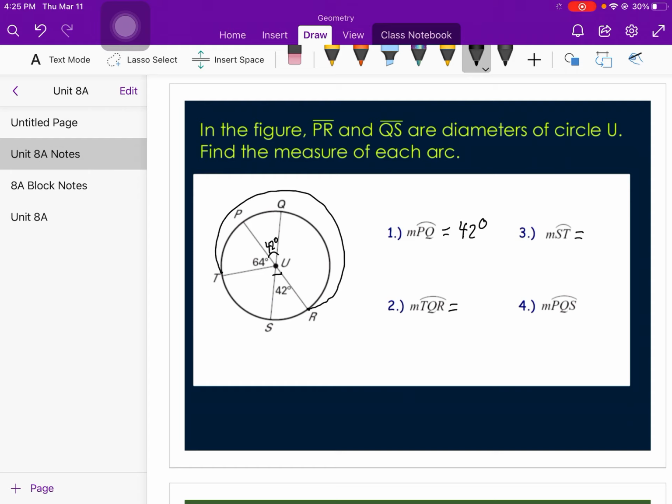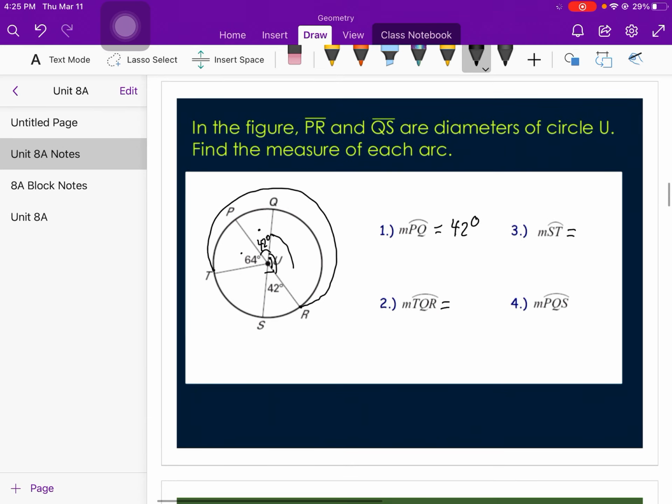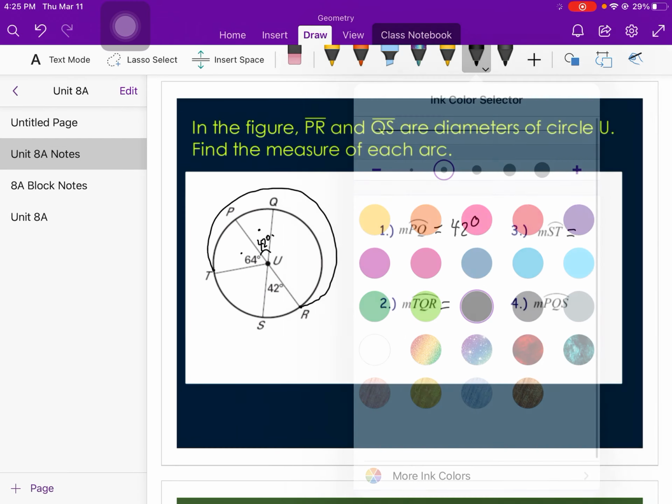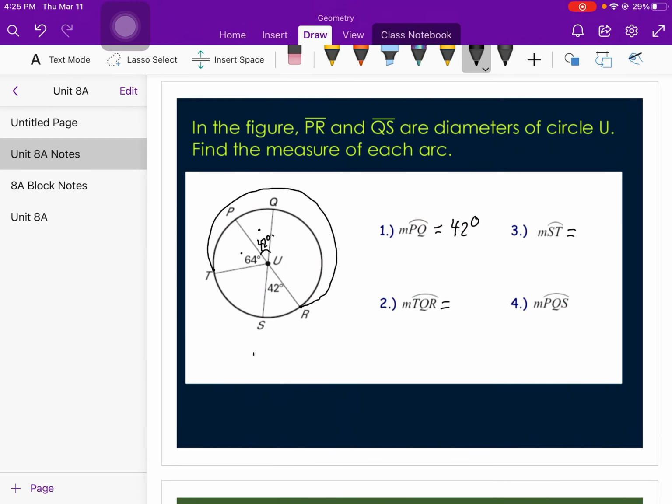Now we know this is 64 right here. This is 42. We need to figure out what this angle here is. And to do that, we know that since this is a diameter from Q to S, what we can do is take the known angle of 42 and subtract that from 180. So 180 minus 42 gives us 138.